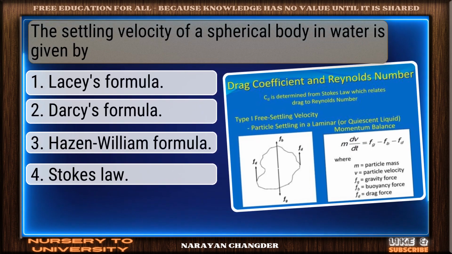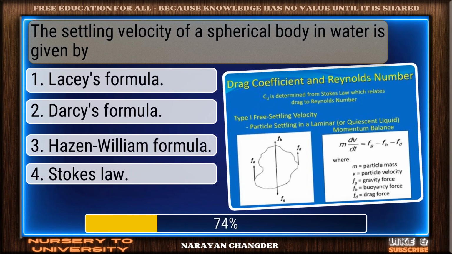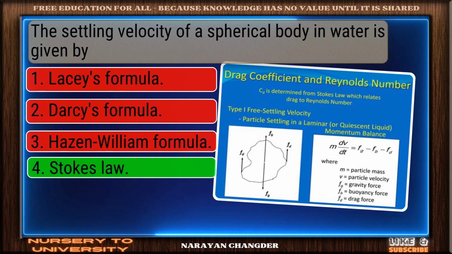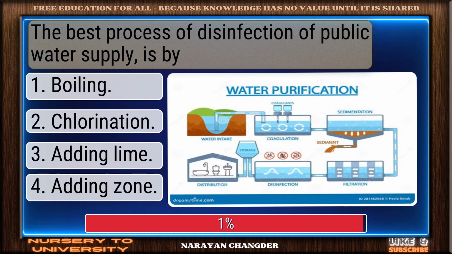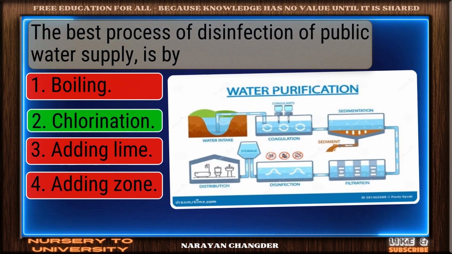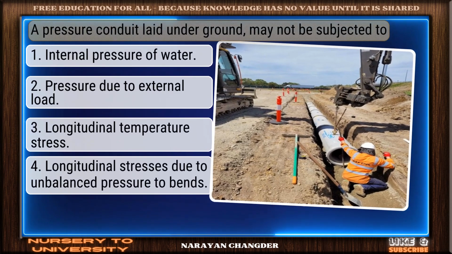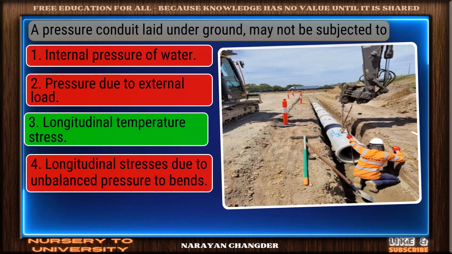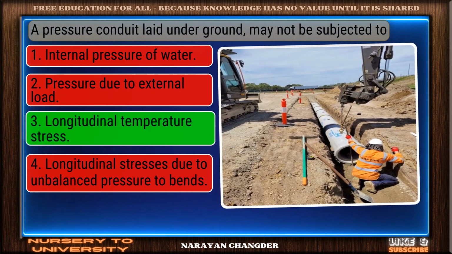The settling velocity of a spherical body in water is given by... Excellent choice. Stokes' law is the right answer. The best process of disinfection of public water supply is by... Correct. Chlorination is the right answer. A pressure conduit laid underground may not be subjected to... Well done. Longitudinal temperature stress is the right choice.